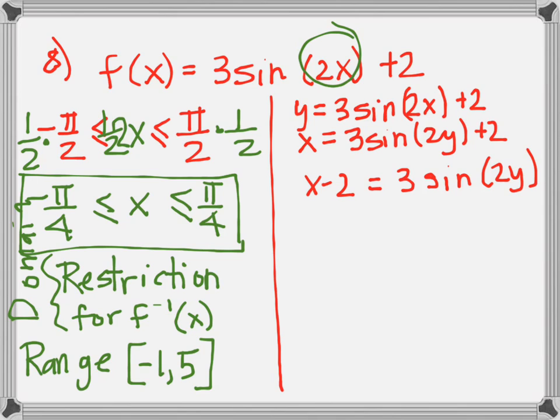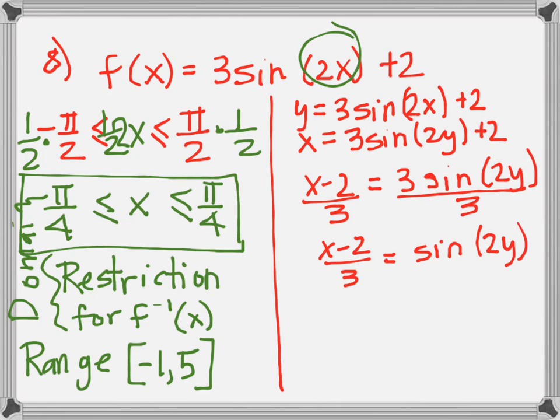What is the next most outer thing that's affecting y? The 3, the amplitude 3. So I'm going to do what? Divide by 3. Subtracting will not help. Do not subtract 3. We're going to divide by 3. So I have x minus 2 on the left divided by 3 equals sine of 2y on the right.